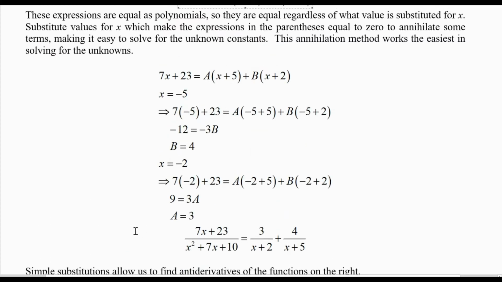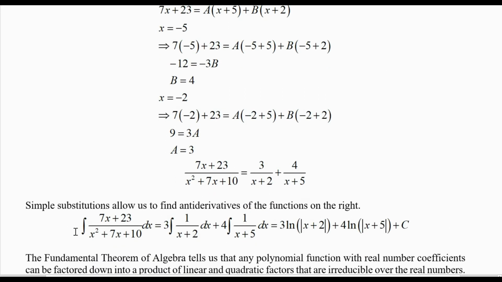Now, why do we need to do that? Well, we're going to want to do that for finding antiderivatives, because the thing on the left is nasty to find an antiderivative of, but the thing on the right is actually easy to find an antiderivative of. So we want to find the family of antiderivatives of (7x + 23)/(x² + 7x + 10).